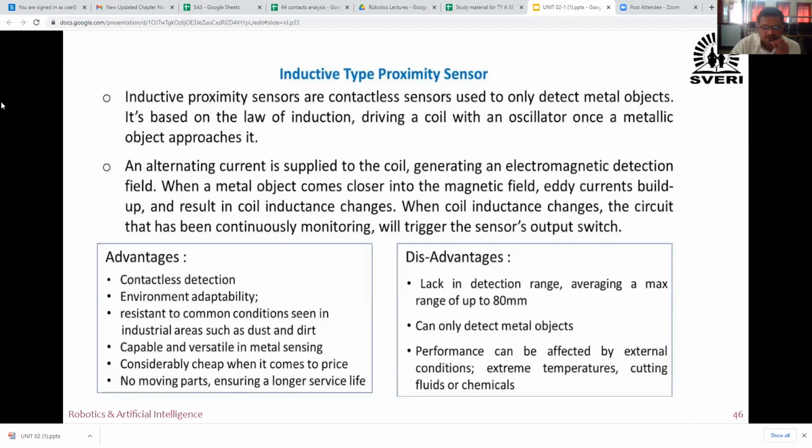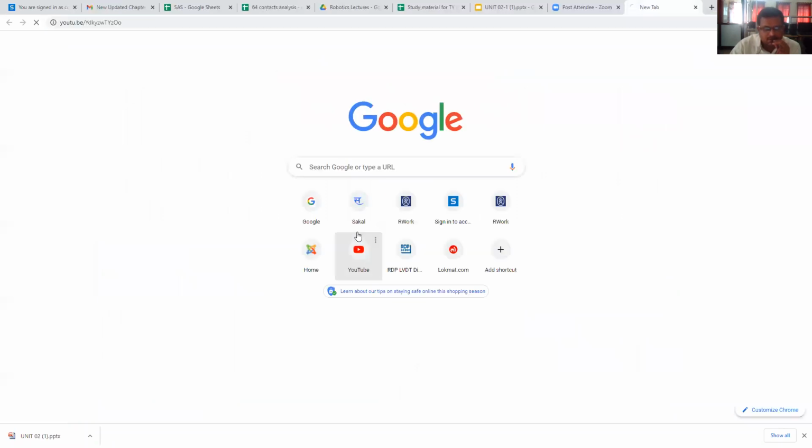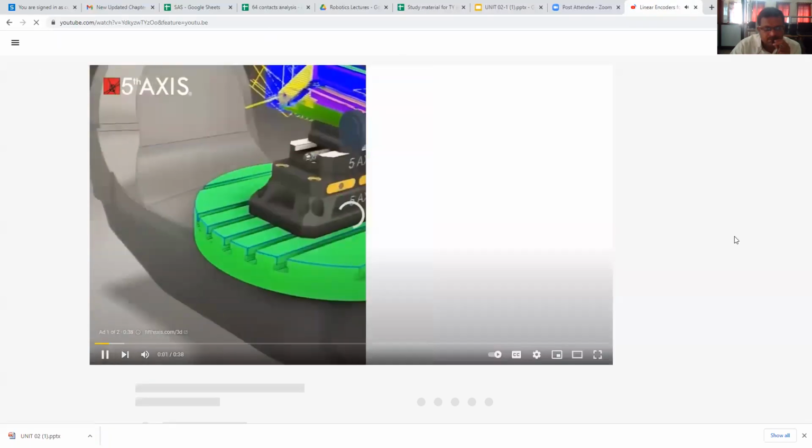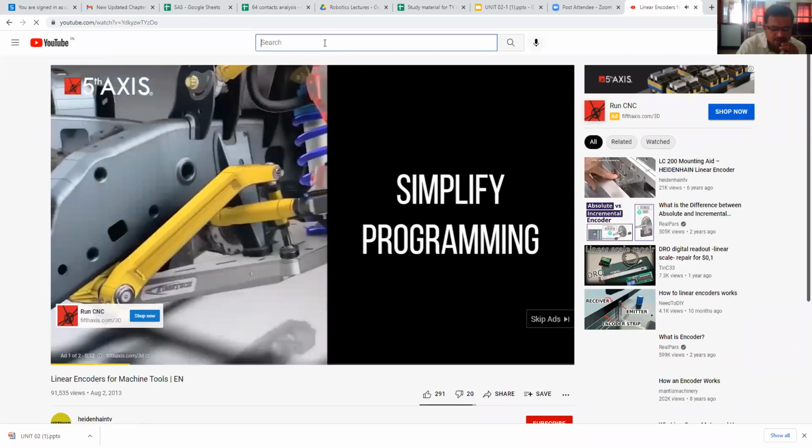Therefore, this inductive type proximity transducer, 1 minute, we will see that video. Earlier video was somewhat, it was not related to that.